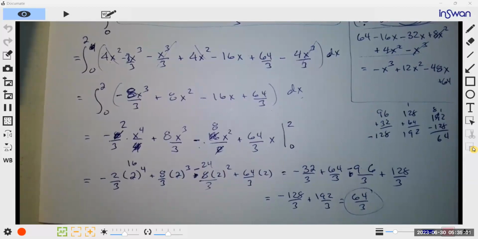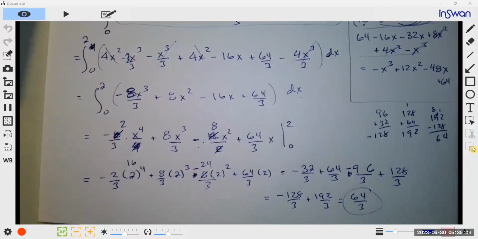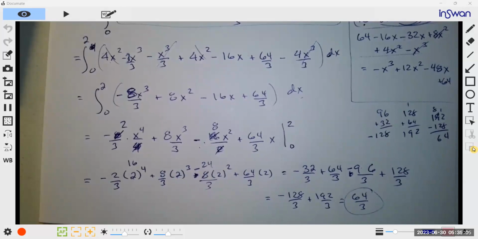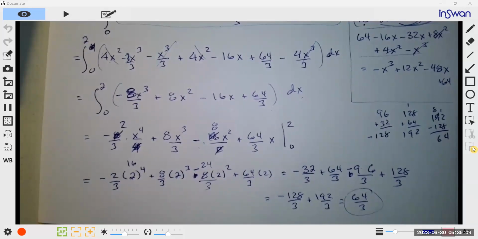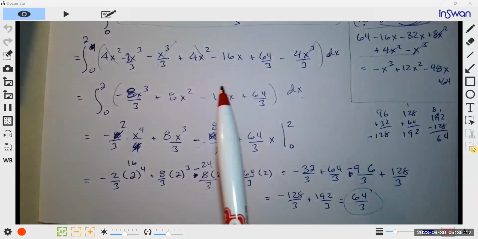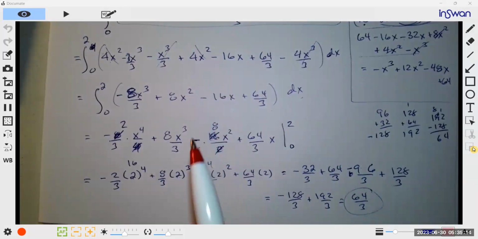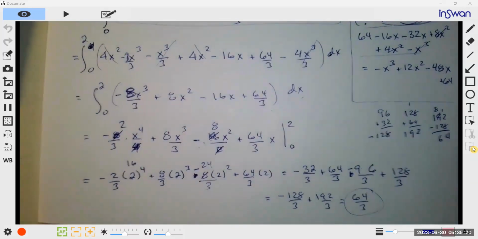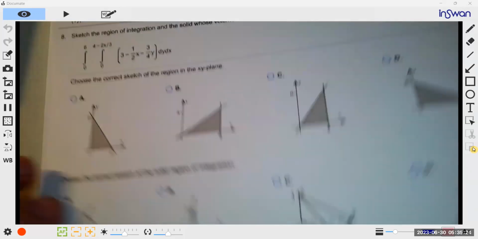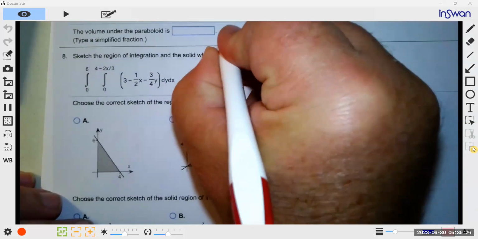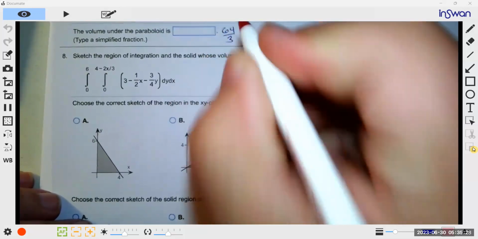Again, the hardest part of this is first setting it up, figuring out what area we're integrating. And once we find out what area we're integrating, then the mechanics of it is long and arduous. It's very long and arduous. Where's that question sheet? So the answer is 64/3.